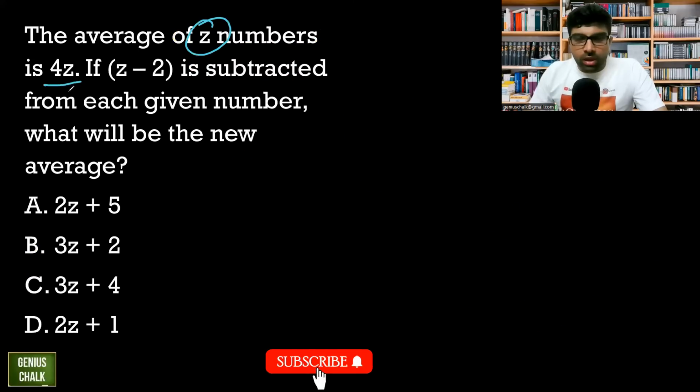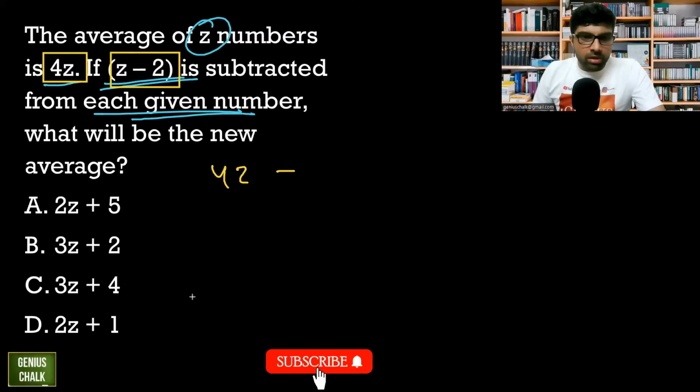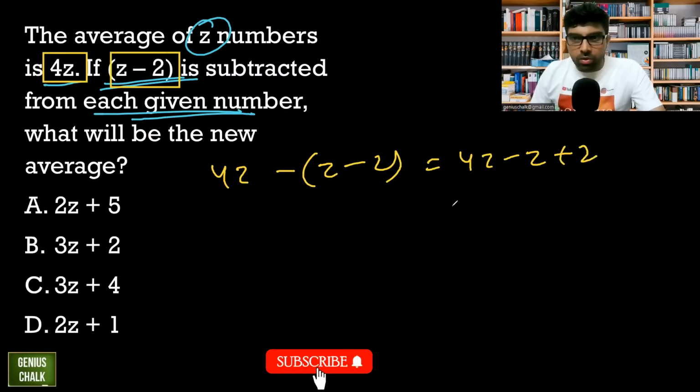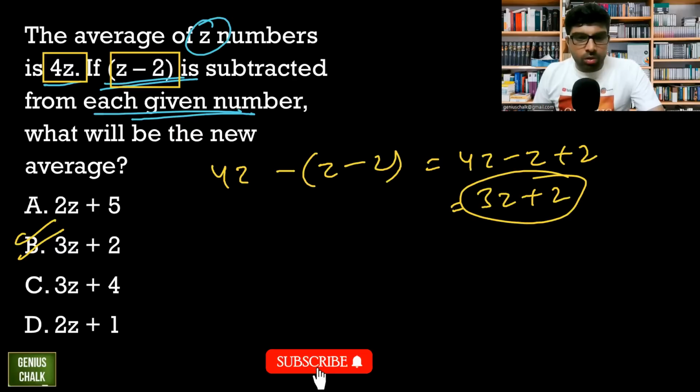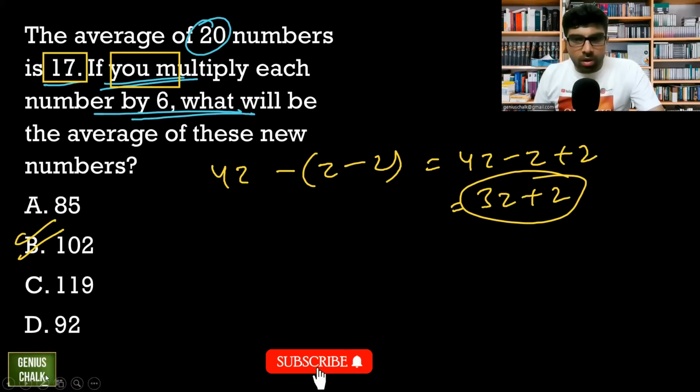Average of Z numbers is 4Z. Now, sometimes they will use some variables also. So the average of Z numbers is 4Z. Z minus 2 is subtracted from each observation. That means the overall average will also get subtracted by the same impact. So what is the overall average? It is 4Z. So if I'm subtracting Z minus 2 from every observation, the same will be subtracted from 4Z also. So this is 4Z minus Z plus 2. So 3Z plus 2 will be my new average. So sometimes they will use some variable to confuse you.